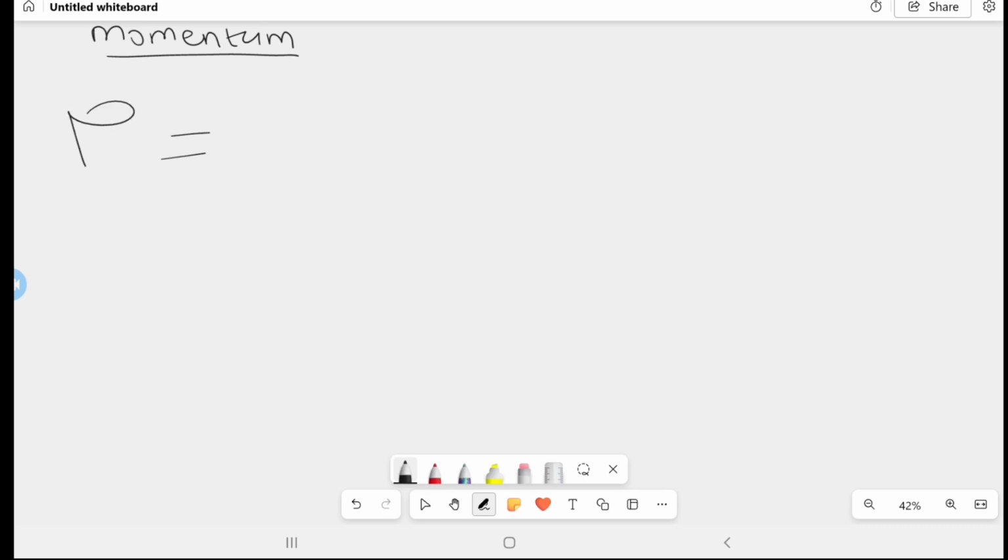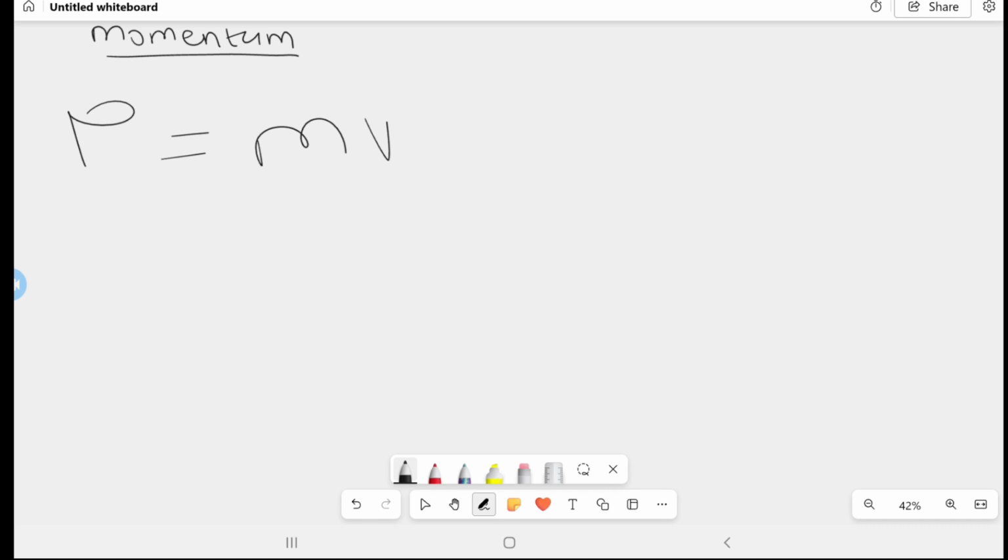So this is an introduction to momentum. The way I want to introduce momentum is through the formula of momentum. So here we go. The formula for momentum is P equal to mv.